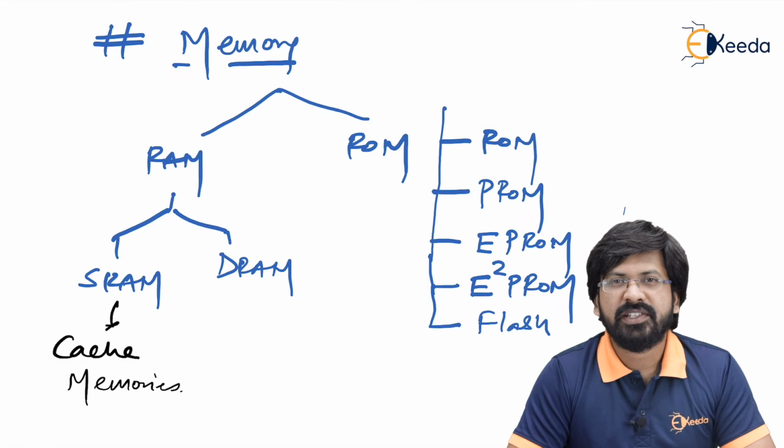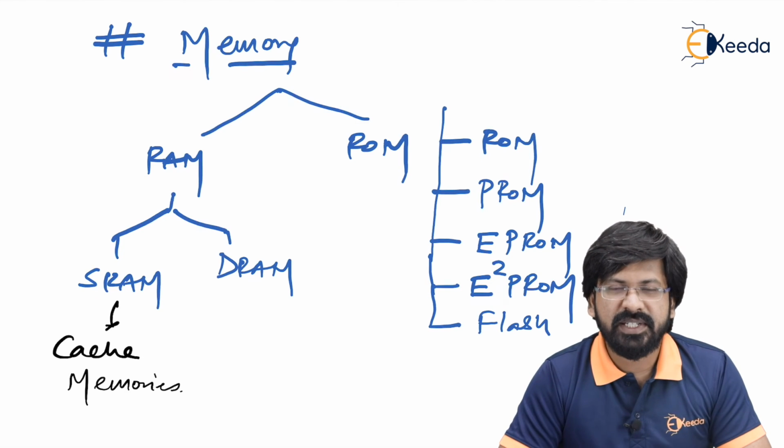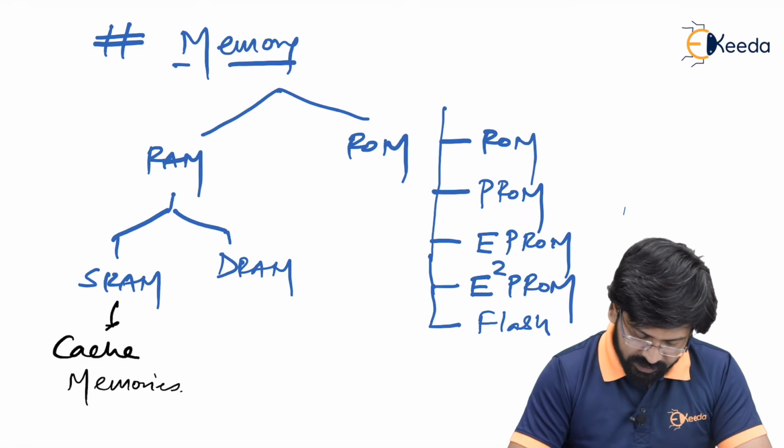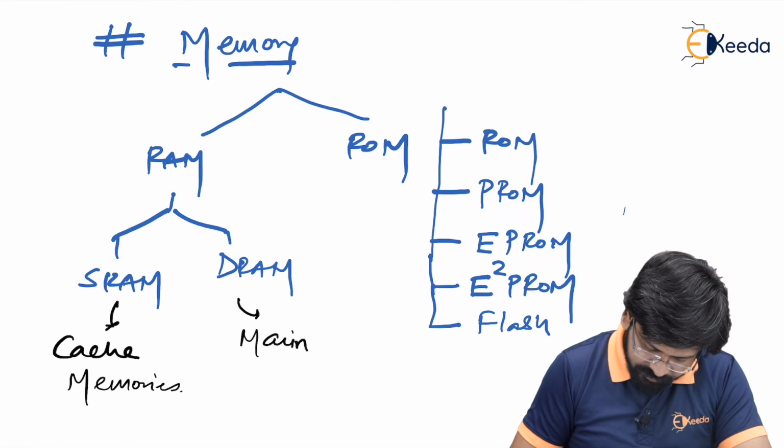Whereas dynamic RAM is the RAM that we use mainly in our computers. Whenever you say that the RAM is 8 GB or 16 GB and so on, it is basically the dynamic RAM you are talking about. So this dynamic RAM is the main RAM used in computers.